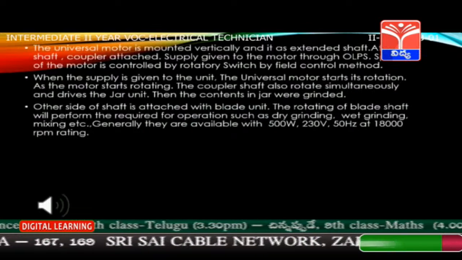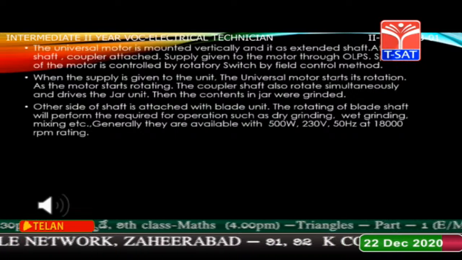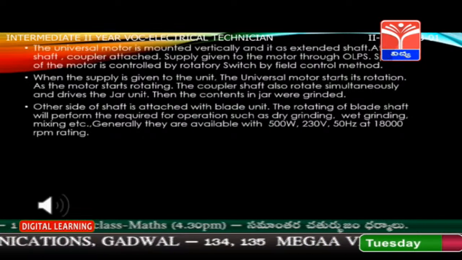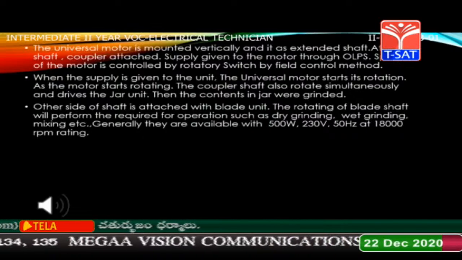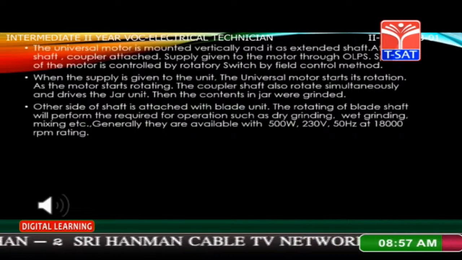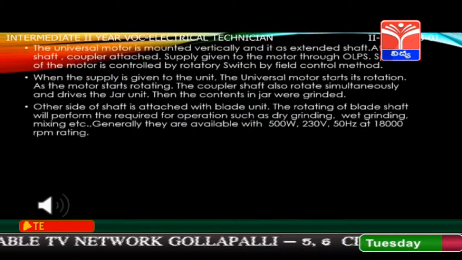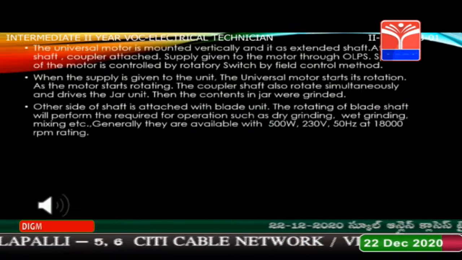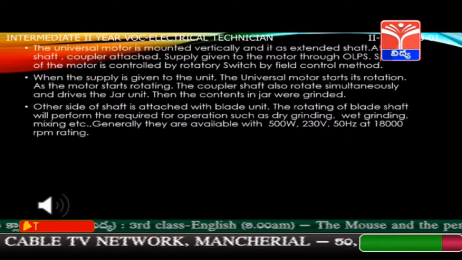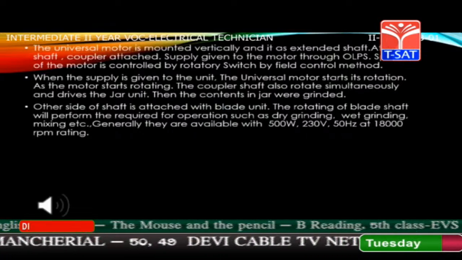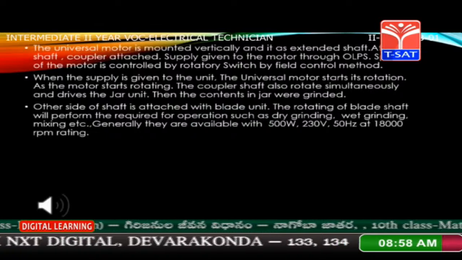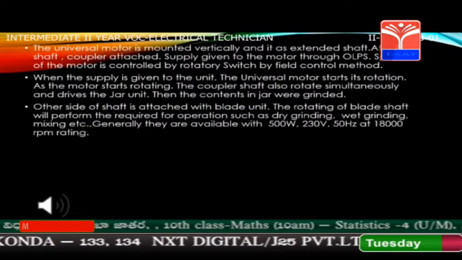When the supply is given to the unit, the universal motor starts its rotation. As the motor starts rotating, the coupler shaft also rotates simultaneously and drives the jar unit. Then the contents in the jar are ground. The other side of the shaft is attached with blade unit. The rotation of the blade shaft will perform the required operation such as dry grinding, wet grinding, mixing, etc. Generally, they are available with 500 watts, 230 volts, 50 Hz at 18,000 RPM rating.